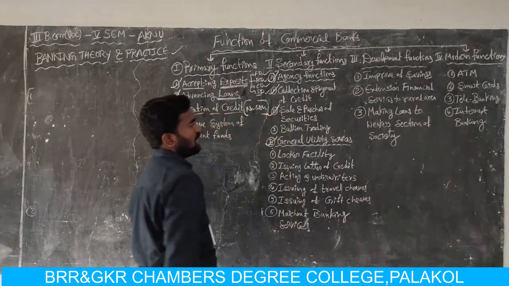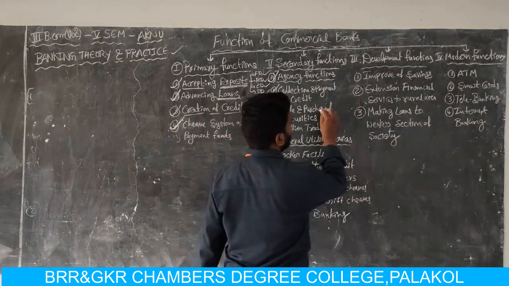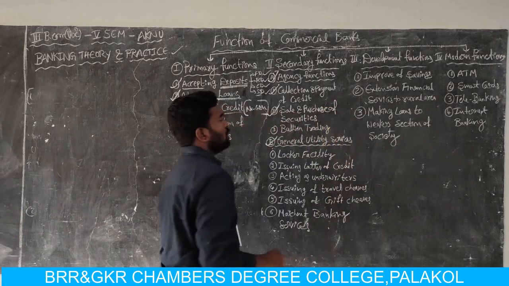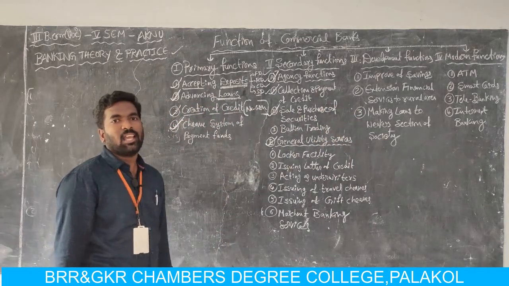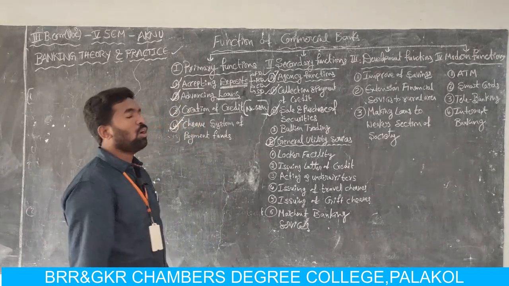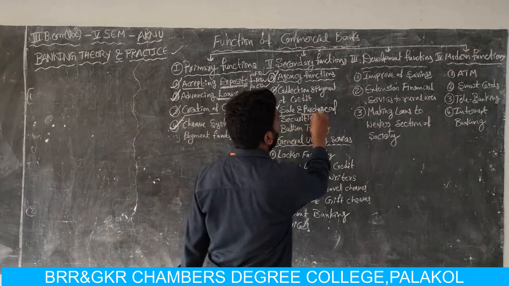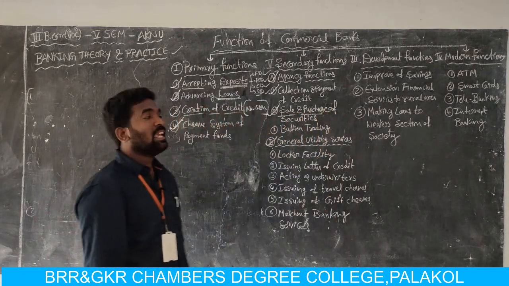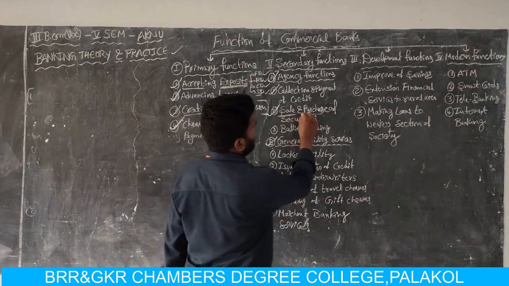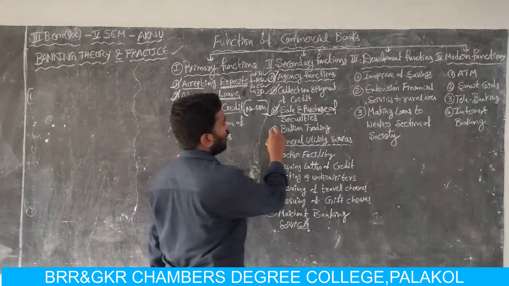Then sale and purchase of securities. Securities means shares and debentures. Shares are of two types, equity shares and preference shares. Equity shares, preference shares, or debentures are all sold or purchased on behalf of the customer. So the banker acts in sale and purchase of securities on behalf of customers.